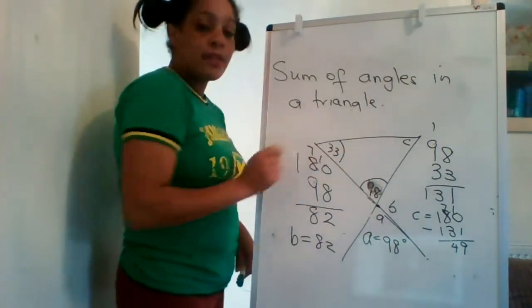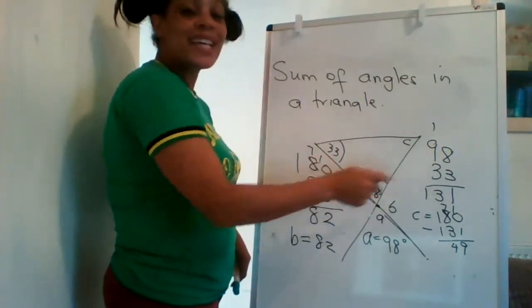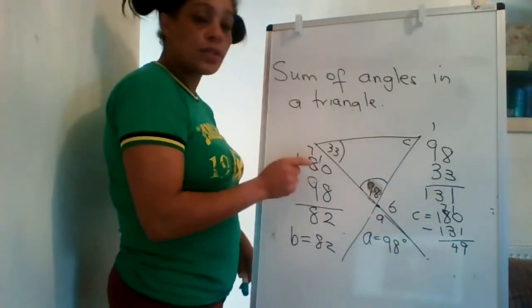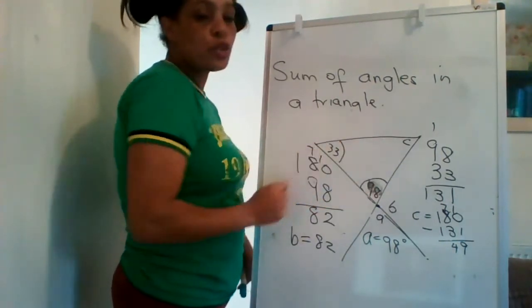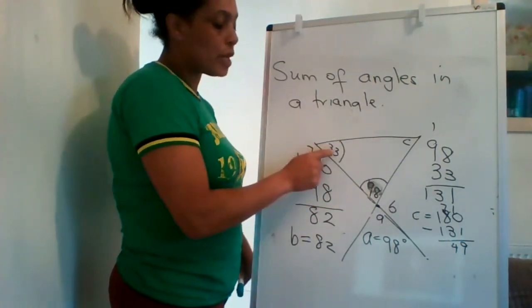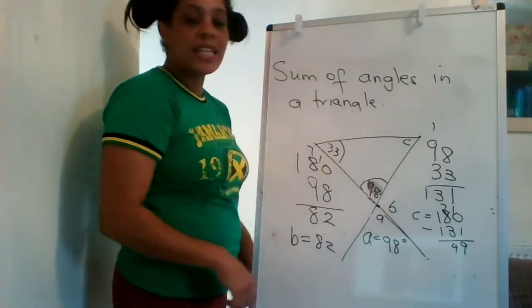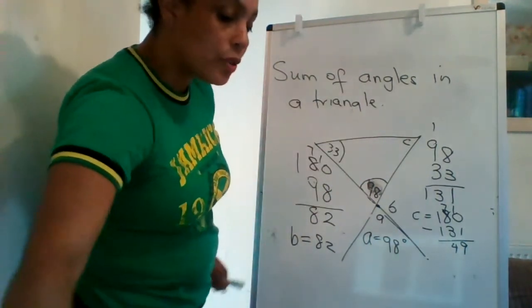To find C, C is located inside of the triangle. It's one of the angles inside the triangle. We know angles in a triangle adds up to 180 degrees. So we add these two together and take it away from 180 degrees. Okay.